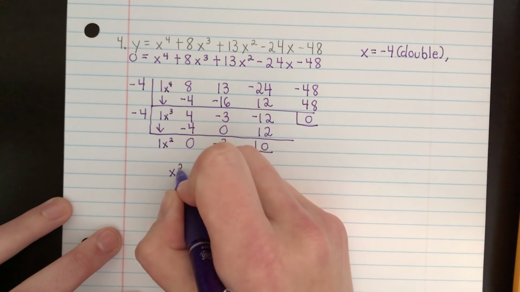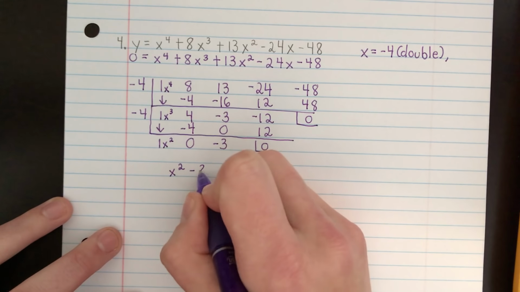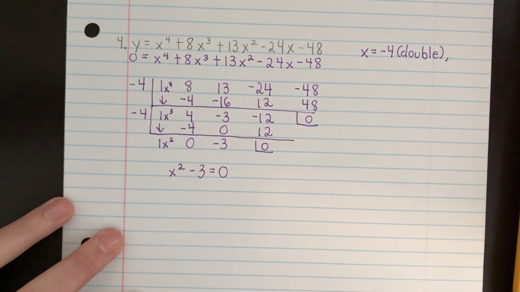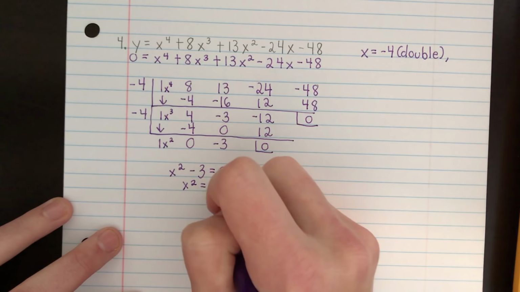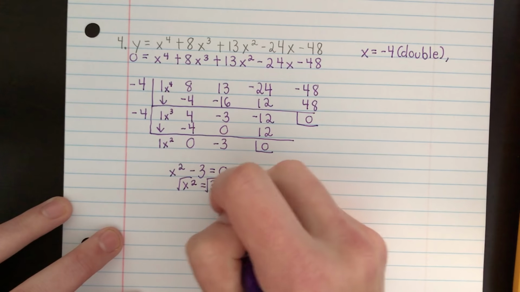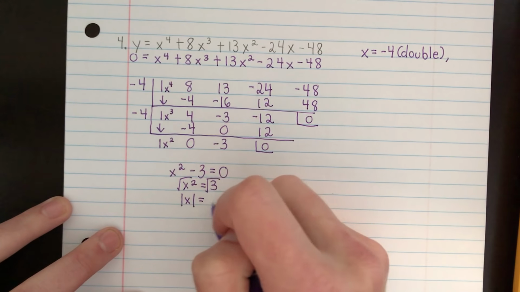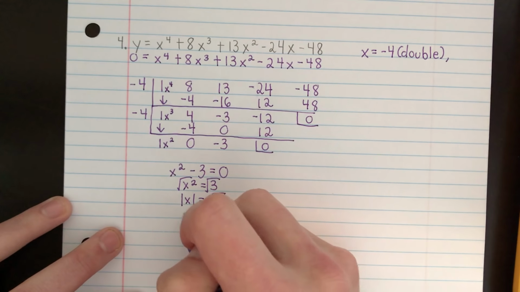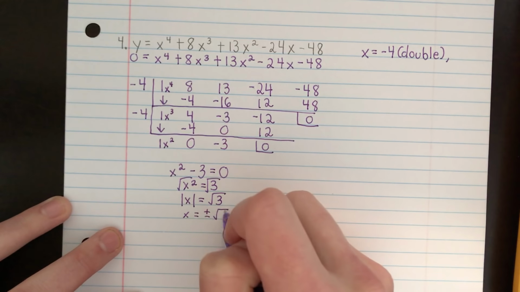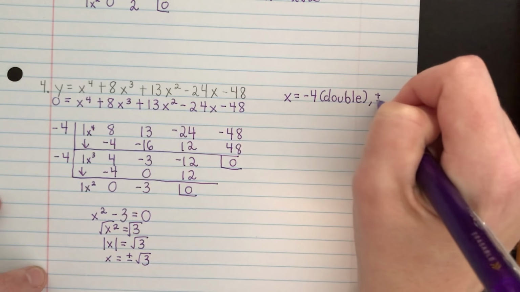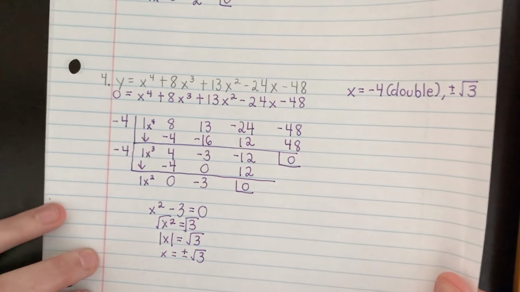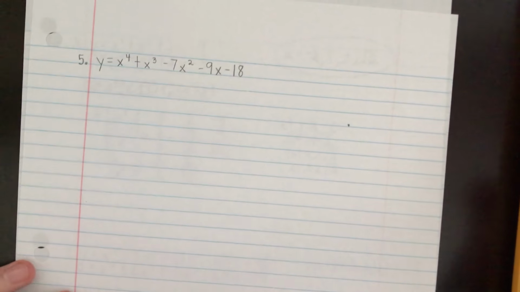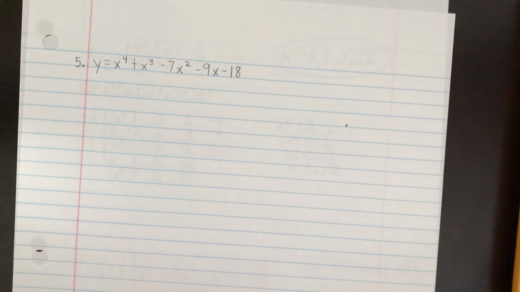So we've got 1x squared plus 0x, no reason to write it, minus 3, set it equal to 0, get your other two solutions. So x squared equals 3, square root, absolute value of x equals square root of 3. So x equals plus or minus square root of 3. There's my 2 more solutions. How cool is this? Truly, y'all. Okay, so last one, I'm going to scream through it. All right, last example here.